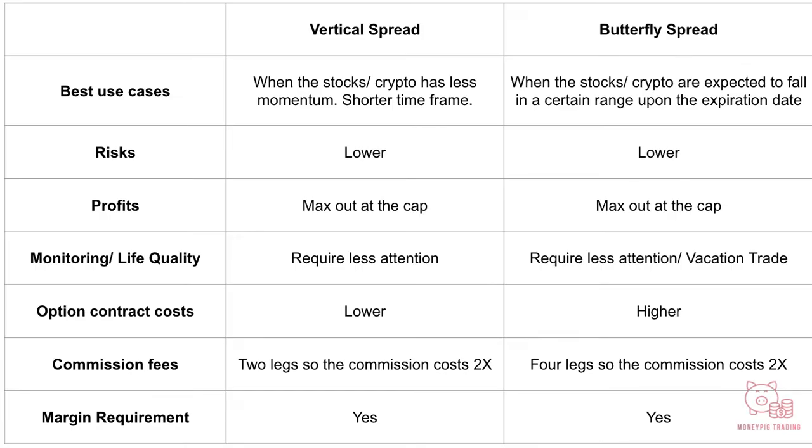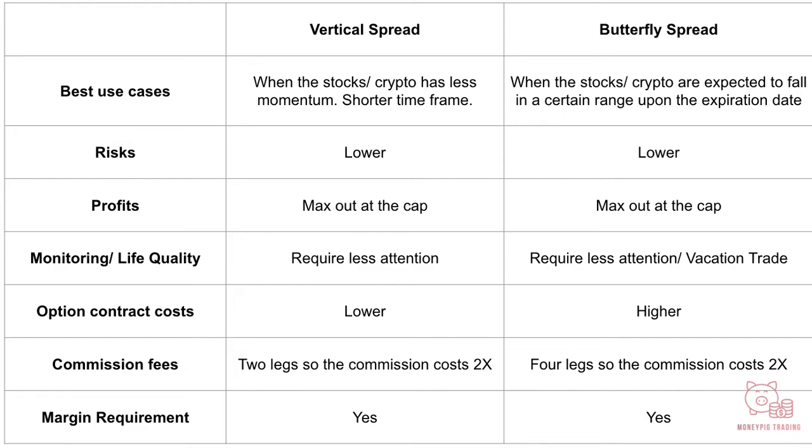So let's compare the vertical spread and butterfly spread again. The best use case for a vertical spread is when the crypto has less momentum. You're still expecting some kind of direction, either upside or downside, within a shorter time frame, then use a vertical spread. A butterfly spread, on the other hand, is actually a combination of two vertical spreads together, and you are using it when the stock or crypto is expected to fall into a certain specific range upon the expiration date. Both risks are relatively lower compared to just a long call or long put, and way lower than just selling a call or selling a put.